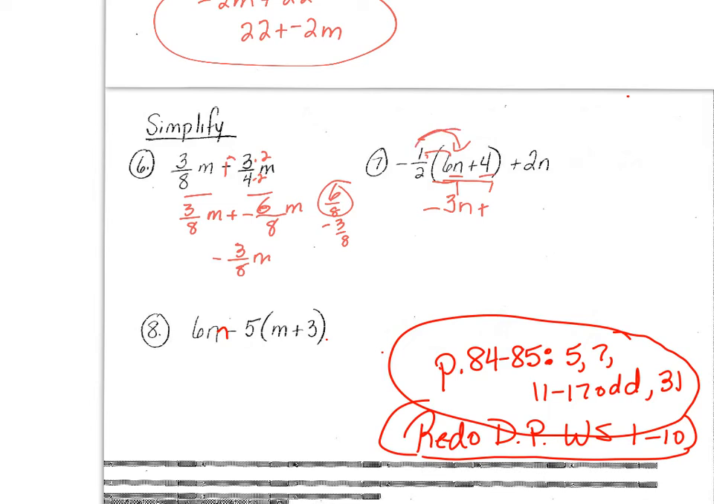Negative times a positive is negative. 1 times 4 is 4, over 2 is negative 2. Plus 2, and drop this one down.